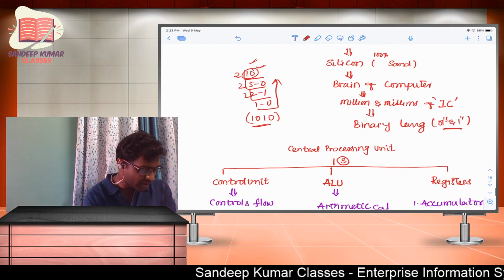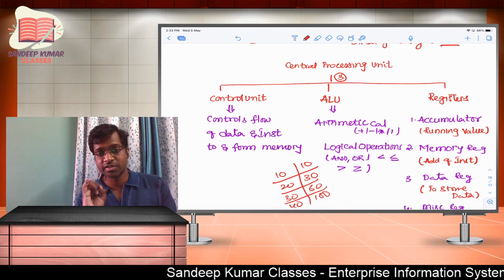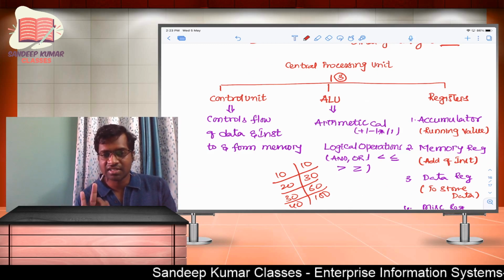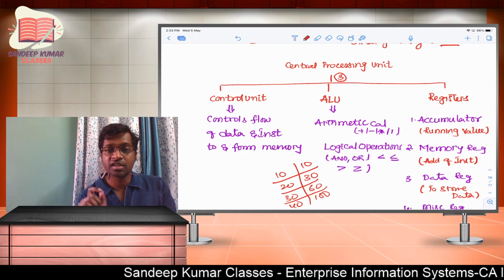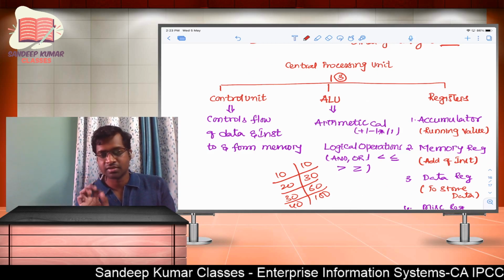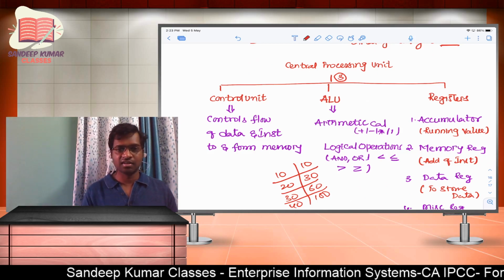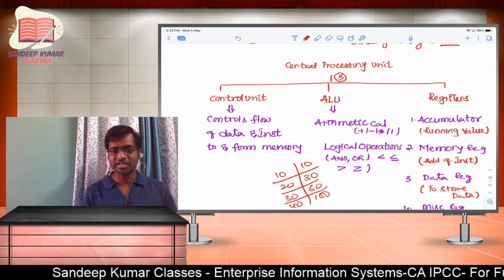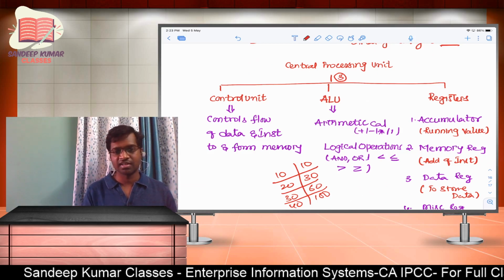So how many functional units do we have inside a central processing unit? We have three functional units. First is the control unit, second is the arithmetical logical unit, and third is the register. What do you mean by control unit? It controls the flow of data and instructions to and from memory. What is the arithmetical logical unit? It performs arithmetical calculations like plus, minus, multiplication, and division, and logical operations like less than, equal to, greater than, equal to, etc.